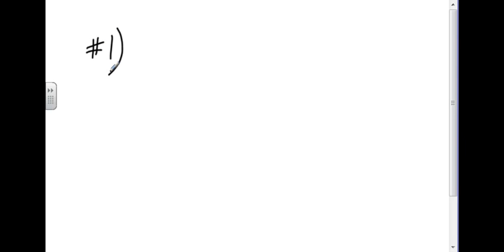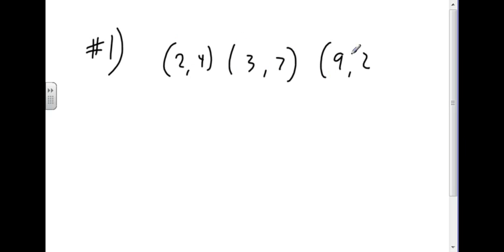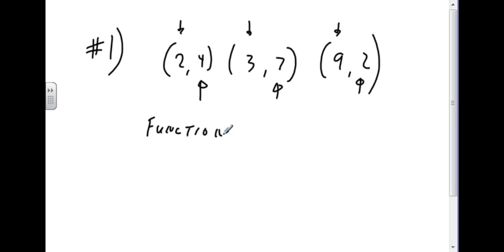Determine whether or not each relationship is a function. All right, so I got 2, 4. I got 3, 7. And I got 9, 2. For each x, I have 1 and only one y. So this is a function. Not a problem. All right, well, that's pretty simple. We'll look at number 2.